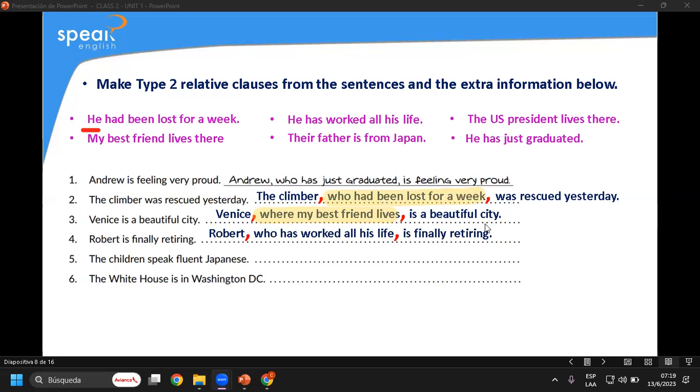The children who their father is from Japan speak fluent Japanese. Okay, everybody, do you agree? Yes. Very good. The children whose father is from Japan, that is the extra information. We can easily omit it. Speak fluent Japanese. Nice job. And the last one, what do you think?